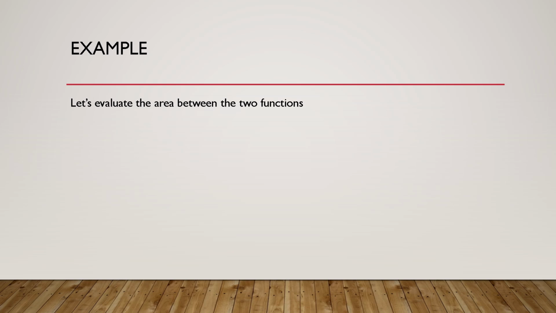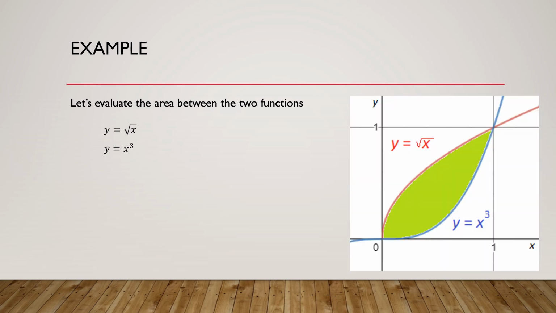As an example, let's evaluate the area between the two functions y equals the square root of x and y equals x cubed. When we graph the functions, we see that y equals square root of x lies above y equals x cubed with respect to the x-axis between the 2 points where the functions are equal, 0, 0, and 1, 1. Therefore, we take the integral from 0 to 1 of the square root of x minus x cubed dx. Here we get 2 times the square root of x cubed over 3 minus x to the fourth over 4, evaluated from 0 to 1.